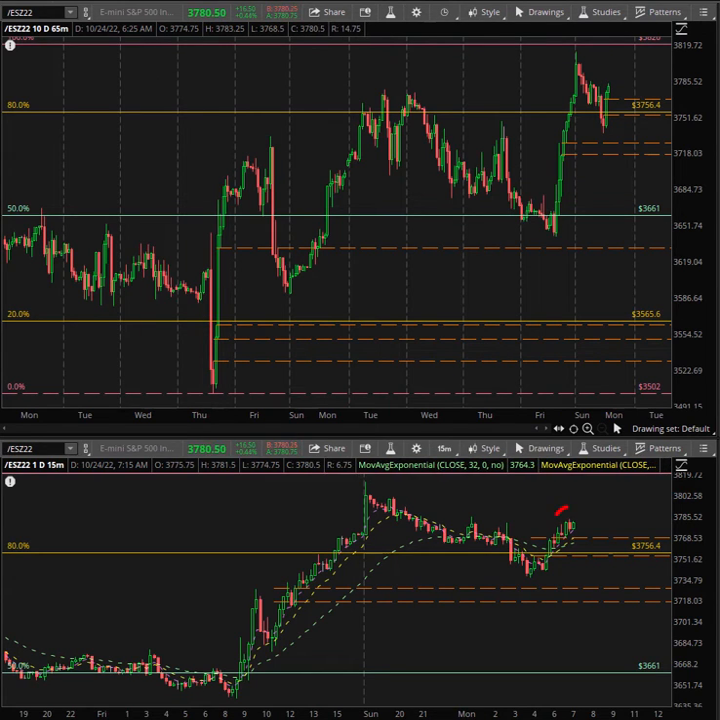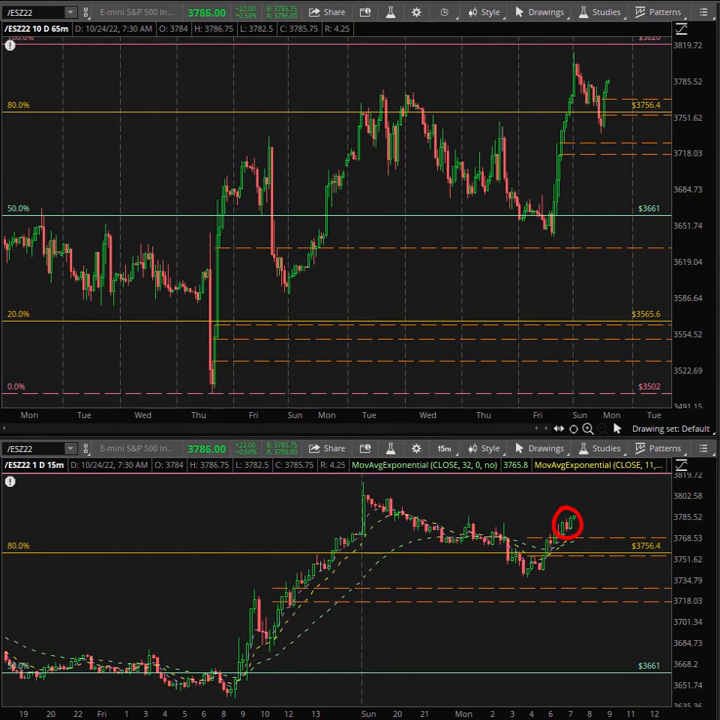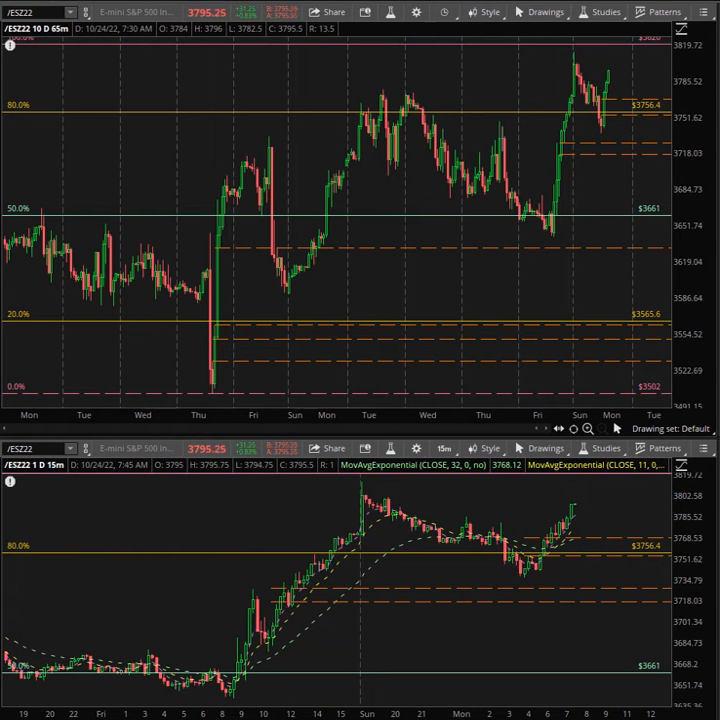So here's the entry on the 15-minute chart, and a nice push up in price. I apologize for the glitches in the screen. These charts are on my secondary screen, so when I'm working on my main screen, it affects the charts that are on the secondary screen. But a beautiful push up and a great trade.